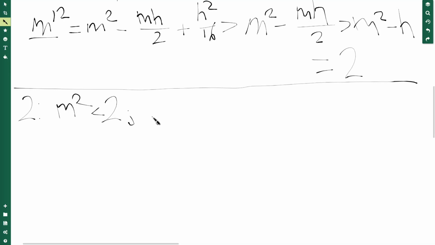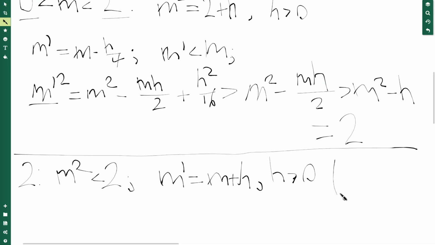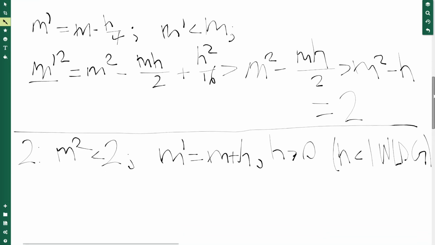Okay, well, let's take m prime to be m plus h, where h means the same thing as last time, where h is greater than 0, right? And without loss of generality, we can just take h to be less than 1. You'll see how this is useful. Okay?